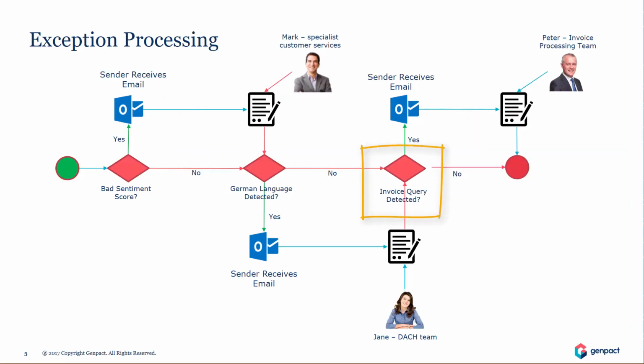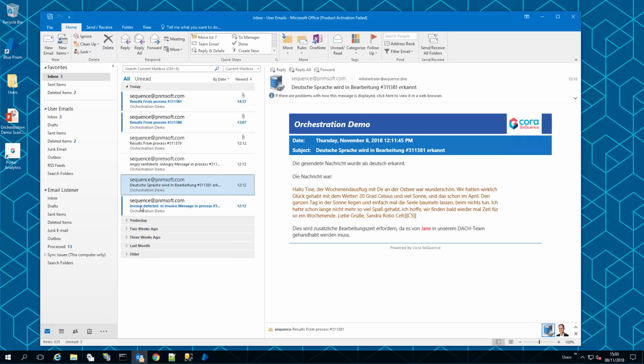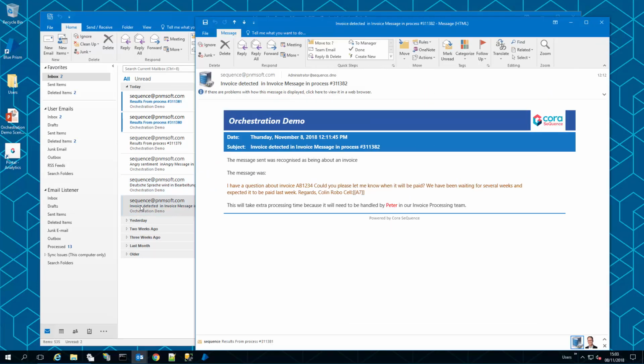The final one was sent for exception processing because the key phrase analysis detected it was something about an invoice. And if we open that message, we can see here that it's been sent to Peter in the invoice processing team for handling.